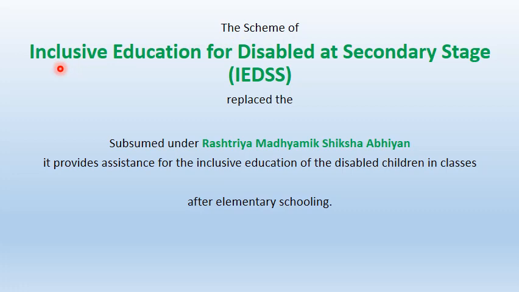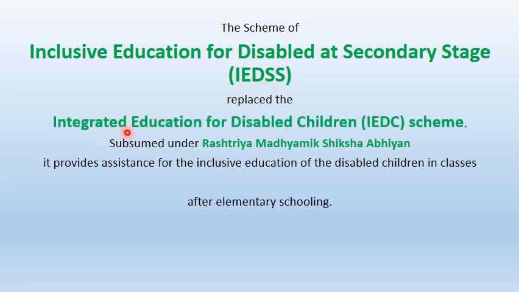The scheme of inclusive education for disabled at secondary stage, IEDSS, replaced the integrated education for disabled children, IEDC scheme, and subsumed under Rashtriya Madhyamik Shiksha Abhiyan. It provides assistance for the inclusive education of the disabled children in classes 9 to 12 after elementary schooling.